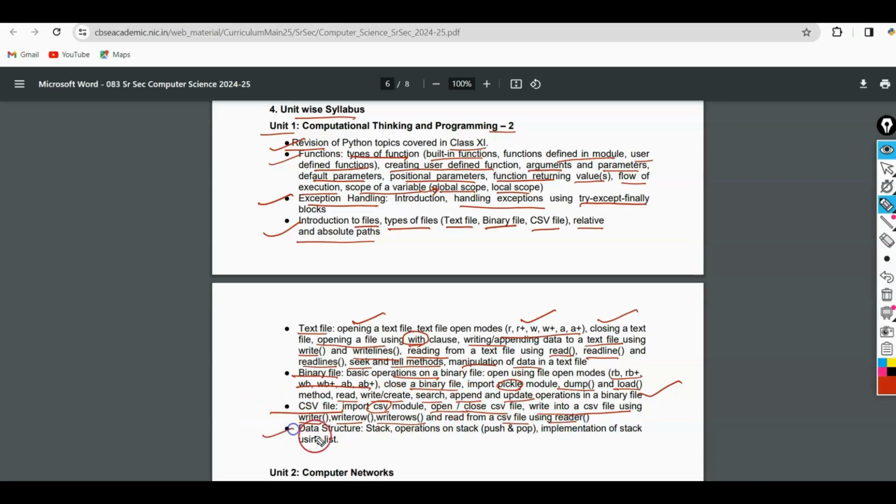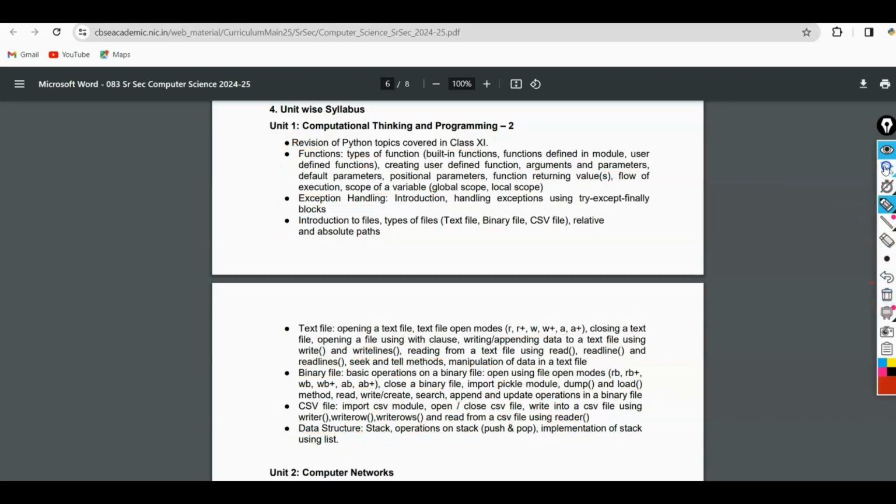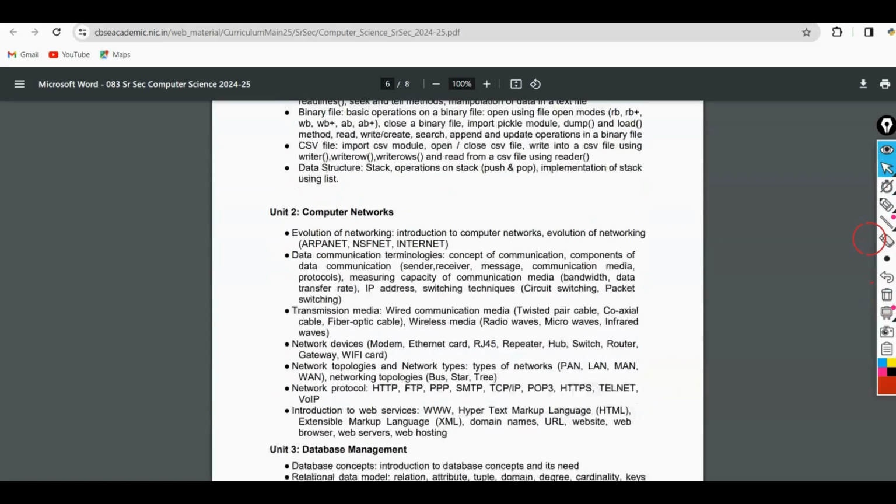The next topic is data structure, and this is your last topic under Unit 1. Under data structure you will be studying the stack and its operations like push and pop, and you are going to implement the stack by using the list. So let us move on to the next chapter.